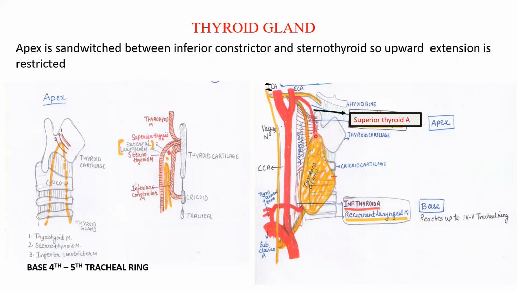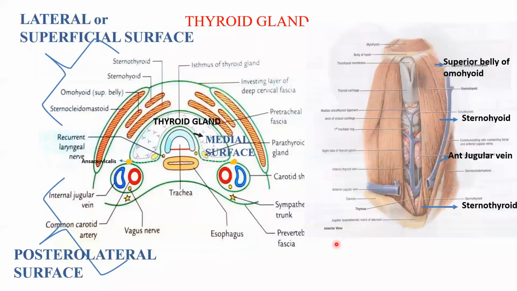The apex is related to the superior thyroid branch of the external carotid artery, while the base is related to the inferior thyroid branch of the subclavian artery, and close to the base there is also a branch of the vagus nerve, that is the recurrent laryngeal branch of the vagus nerve, closely related to the inferior thyroid artery. So that is about the apex and base of the gland, both related to the important blood vessels of the thyroid gland itself.